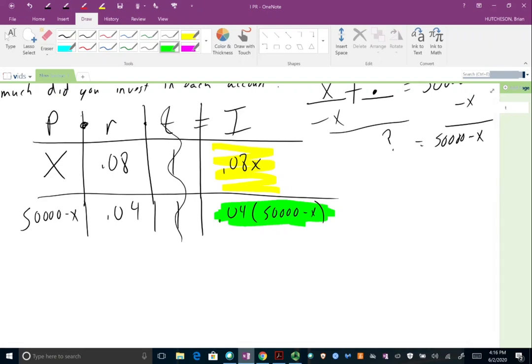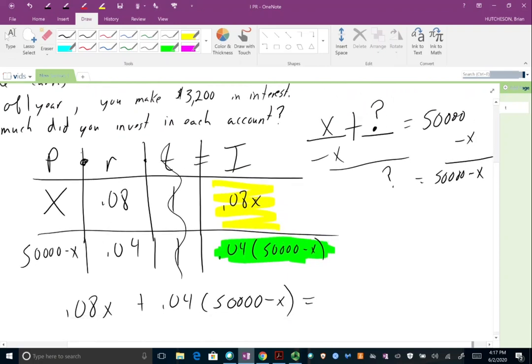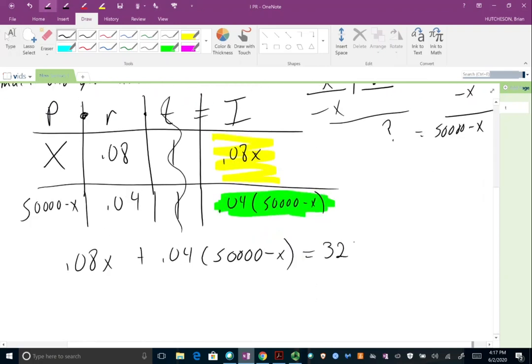There's one piece of data we haven't used, right? So all this thing did was it filled in some gaps. The chart helped me see a possible solution. Well, what is that solution? The interest in the first account plus the interest in the second account has to be equal to my total interest made for that year, which was $3,200.